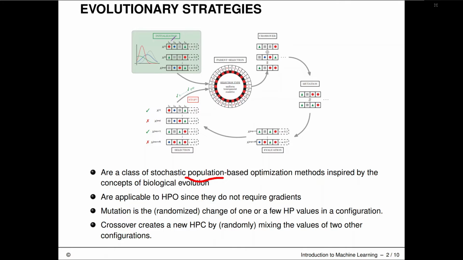And each of these candidates has a certain representation. For hyperparameter optimization, we'll simply assume that the representation is just a vector of values. So a vector that contains in the first component the lambda 1, in the second component the lambda 2, and so on.